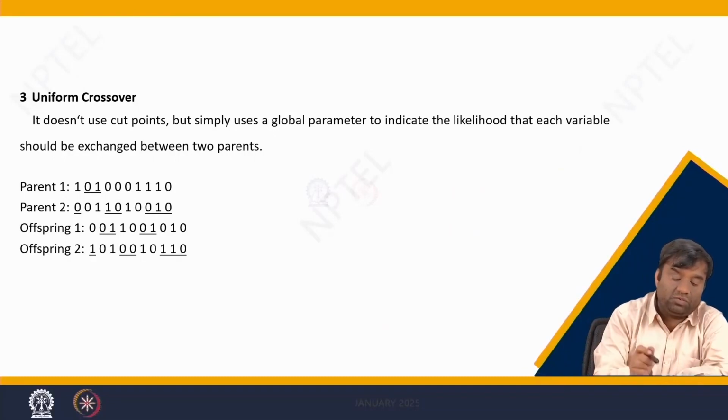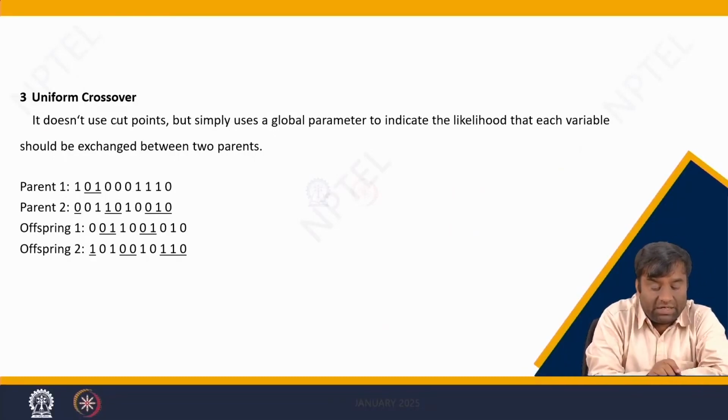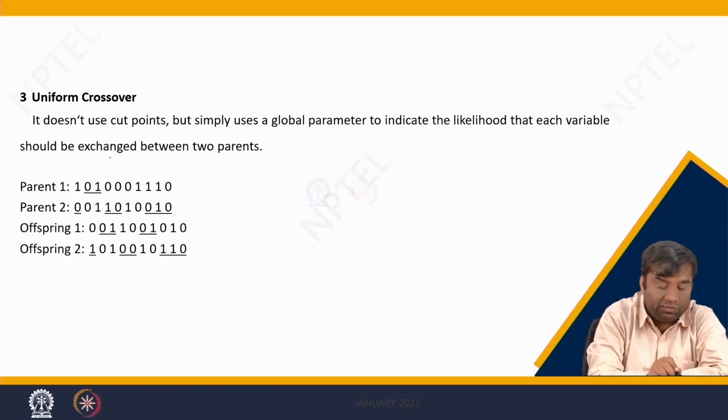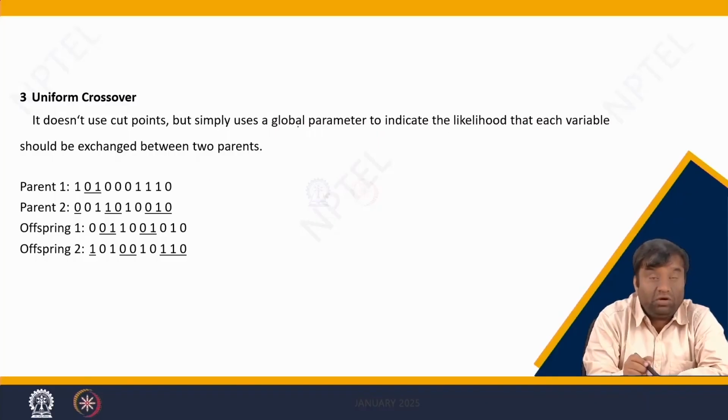Now another is uniform crossover. It does not use cut points, but simply uses a global parameter to indicate the likelihood that each variable should be exchanged between two parents. We will discuss it in further slides.